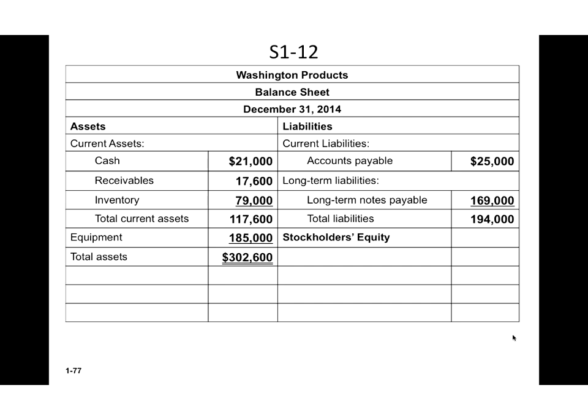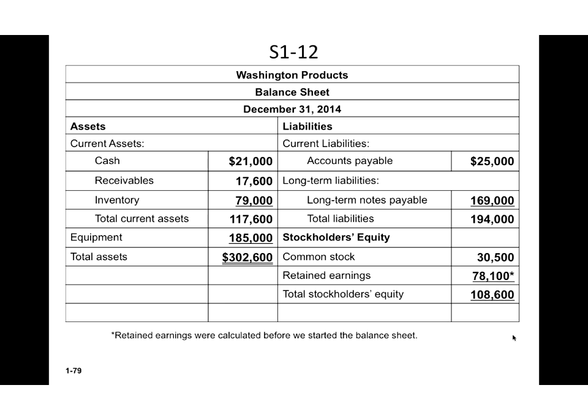Next up, I've got stockholders' equity. I'm not putting a double underline because I'm not done with this side of the statement. This side of the statement is liabilities plus equity. Stockholders' equity: common stock, $30,500 we were given. Retained earnings, we calculated already. That was what we started with, the $78,100. So my total stockholders' equity is going to be the $30,500 plus the $78,100.